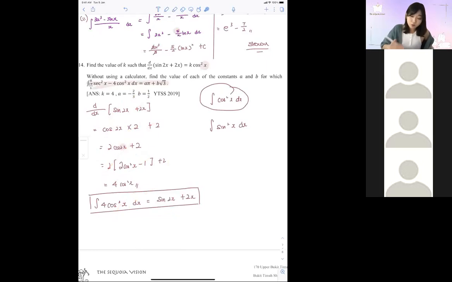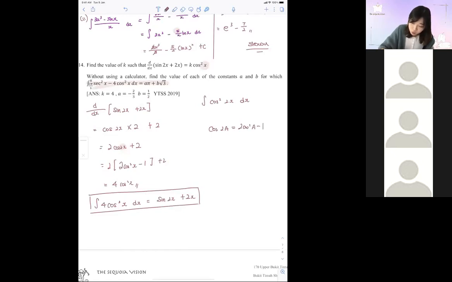So for example, I ask you to integrate cosine square 2x. Your double angle says cosine 2A is 2 cosine square A minus 1. In this case, A is 2x. So if A is 2x, 2A becomes 4x. The only thing that you can change in a double angle formula is the angle. Everything else remains the same.